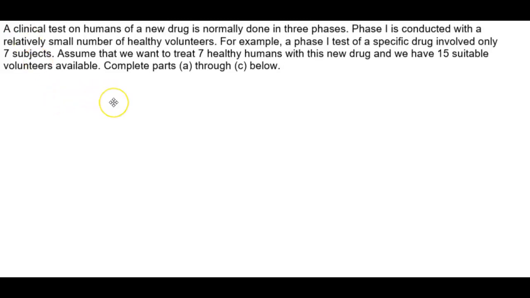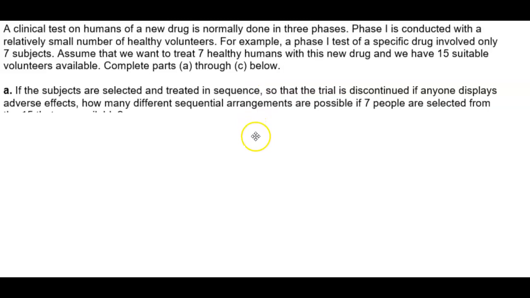A clinical test on humans of a new drug is normally done in 3 phases. Phase 1 is conducted with a relatively small number of healthy volunteers. For example, a phase 1 test of a specific drug involved only 7 subjects. Assume that we want to treat 7 healthy humans with this new drug, and we have 15 suitable volunteers available. Let's complete parts A through C below.